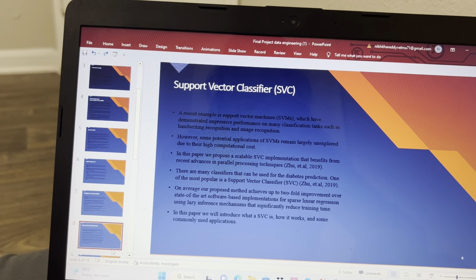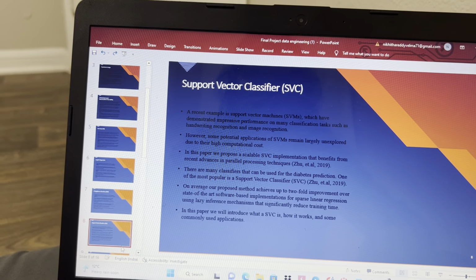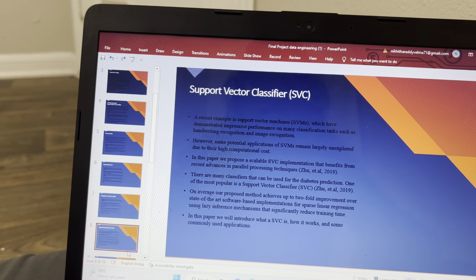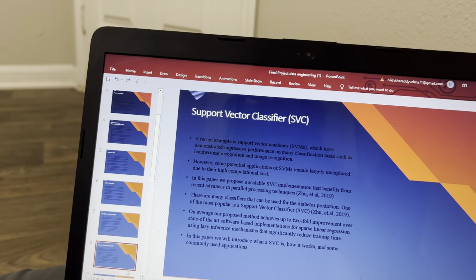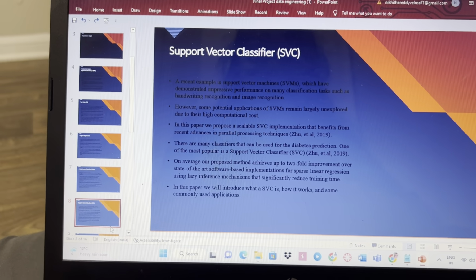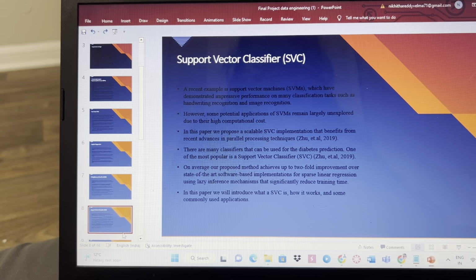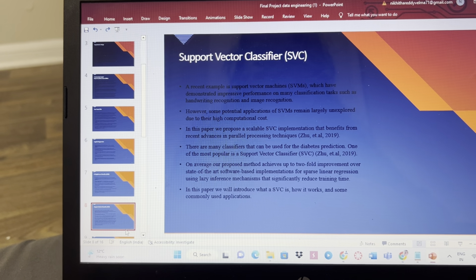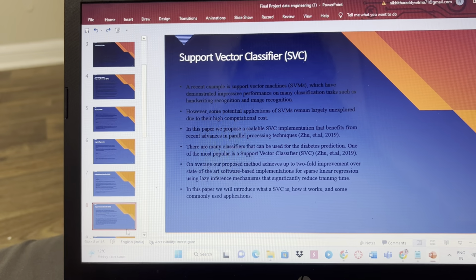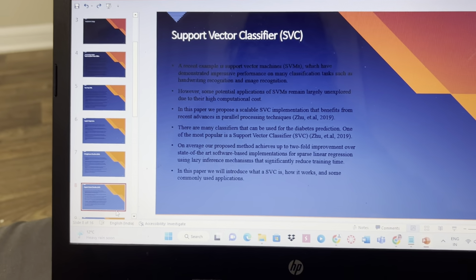And this is a support vector classifier. This is an example of SVMs, SVC, which have demonstrated impressive performance on many classification tasks such as handwriting recognition and image recognition. However, some potential applications of SVMs remain largely unexplored due to their high computational cost.